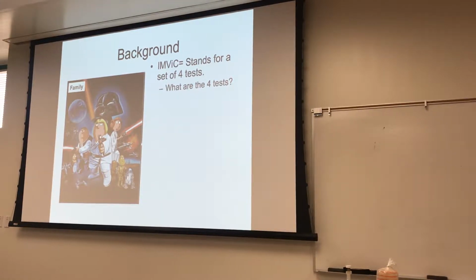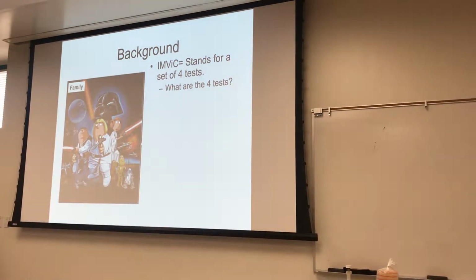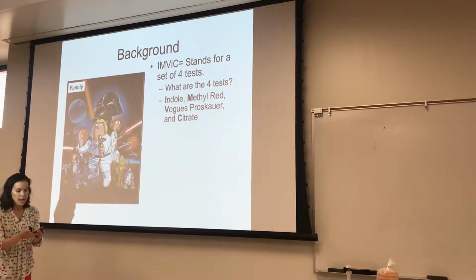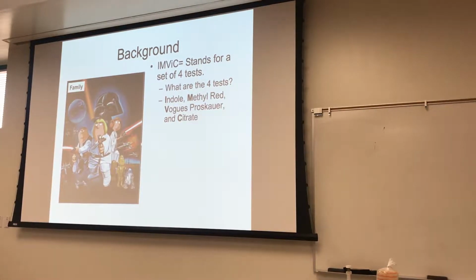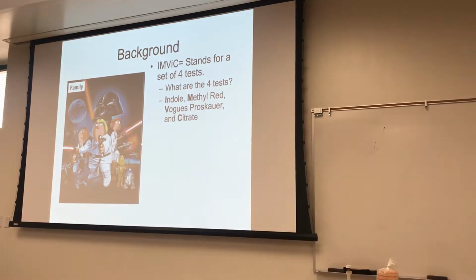So the acronym, the way it works is each of the capital letters represents a different lab, and we're actually going to do all 4 of them. That little mini i in there actually doesn't mean anything. They just squeeze it in there so that you can pronounce it and say IMViC. So the capital I stands for a lab that we haven't done yet, and we are actually going to set it up this Thursday. It's called the indole test. So we're going to do that one on Thursday.